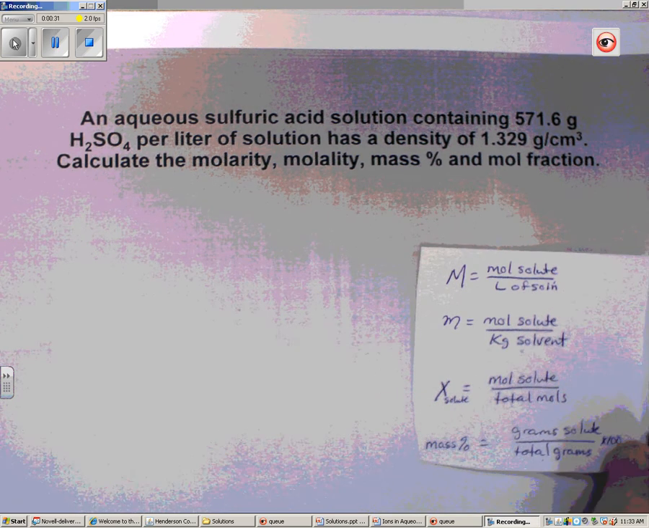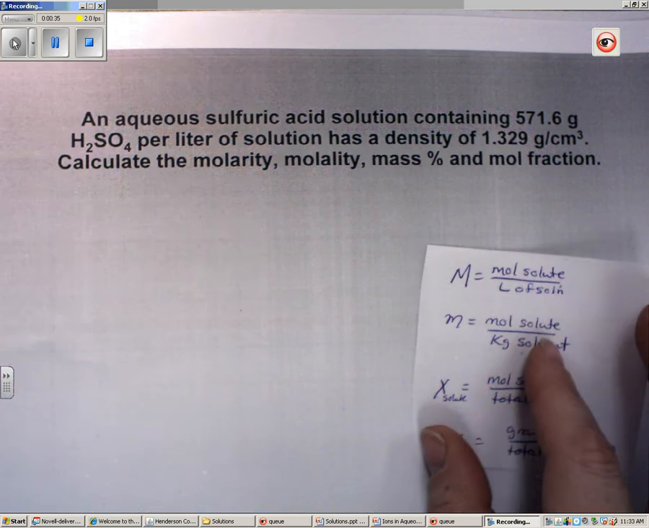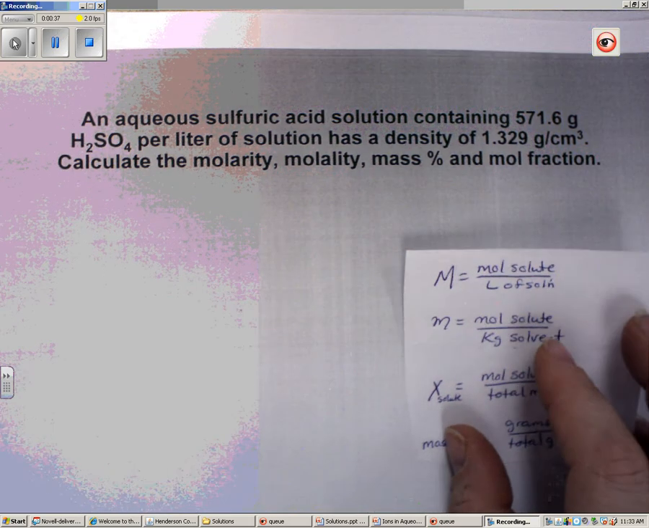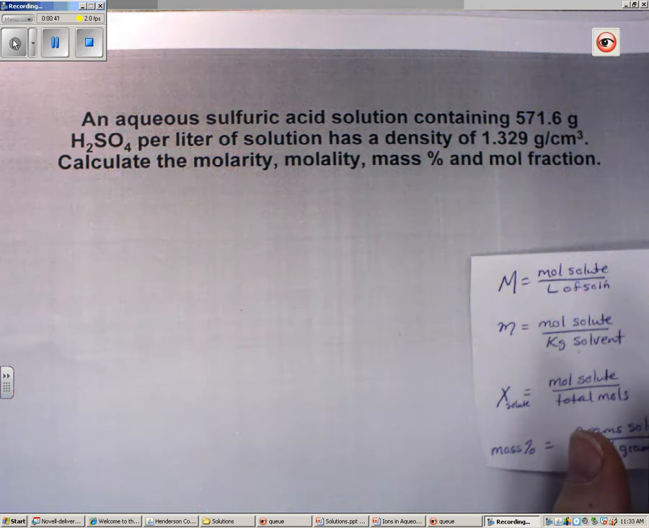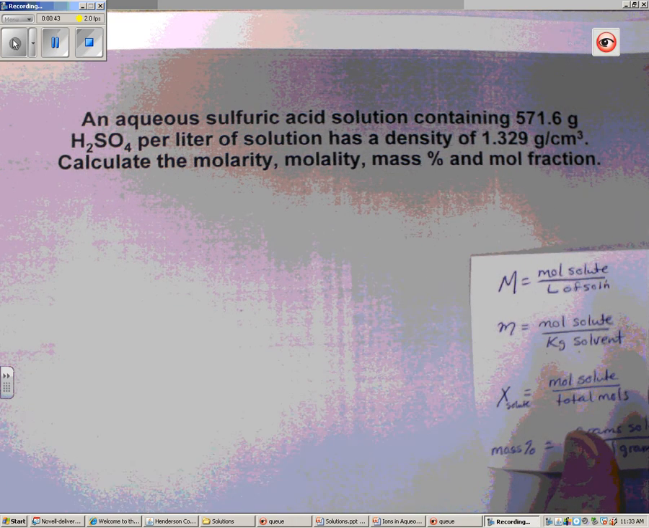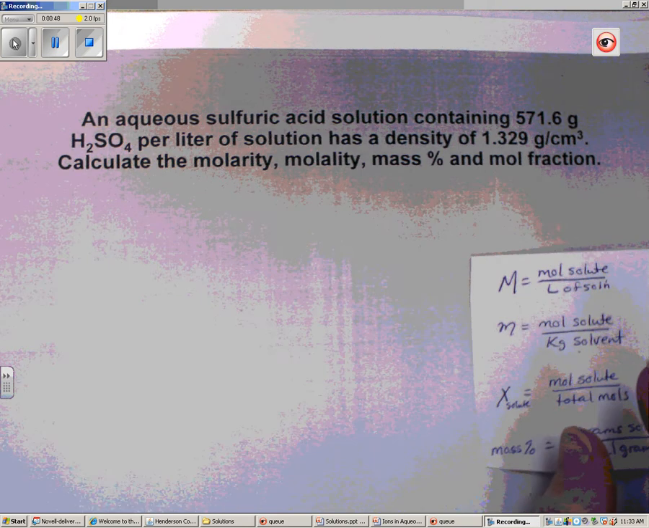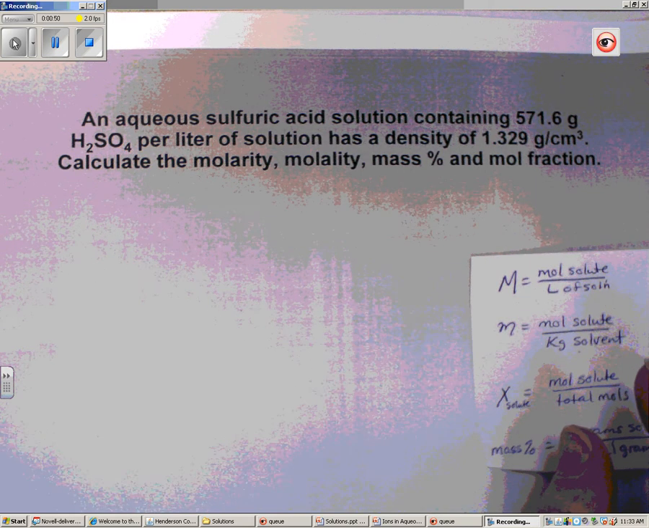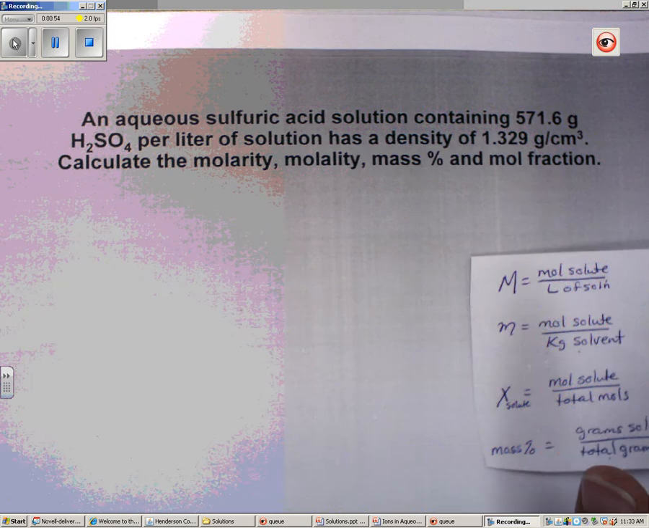So these are the type of problems that you might end up with. In this one, we have an aqueous sulfuric acid solution containing 571.6 grams of sulfuric acid per liter of solution, and it has a density of 1.329 grams per centimeter cubed. That can be the same thing as grams per milliliter. They want us to calculate the molarity, molality, mole fraction, and mass percent of this.